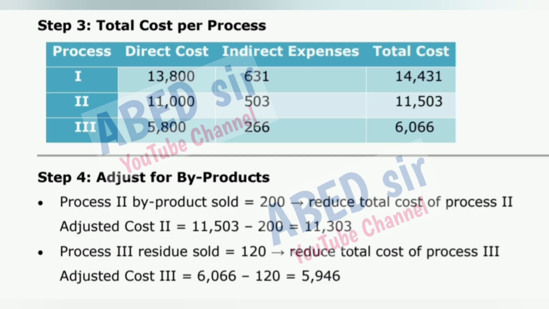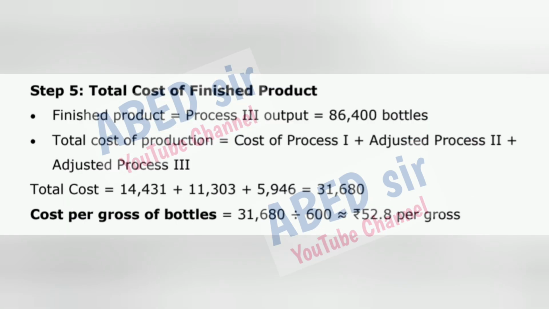Step 4. Adjust for byproducts. Process 2 byproduct sold is equal to 200; reduce total cost of process 2. Adjusted cost 2 is equal to 11,503 minus 200, which is equal to 11,303. Process 3 residue sold is equal to 120; reduce total cost of process 3. Adjusted cost 3 is equal to 6,066 minus 120, which is equal to 5,946.